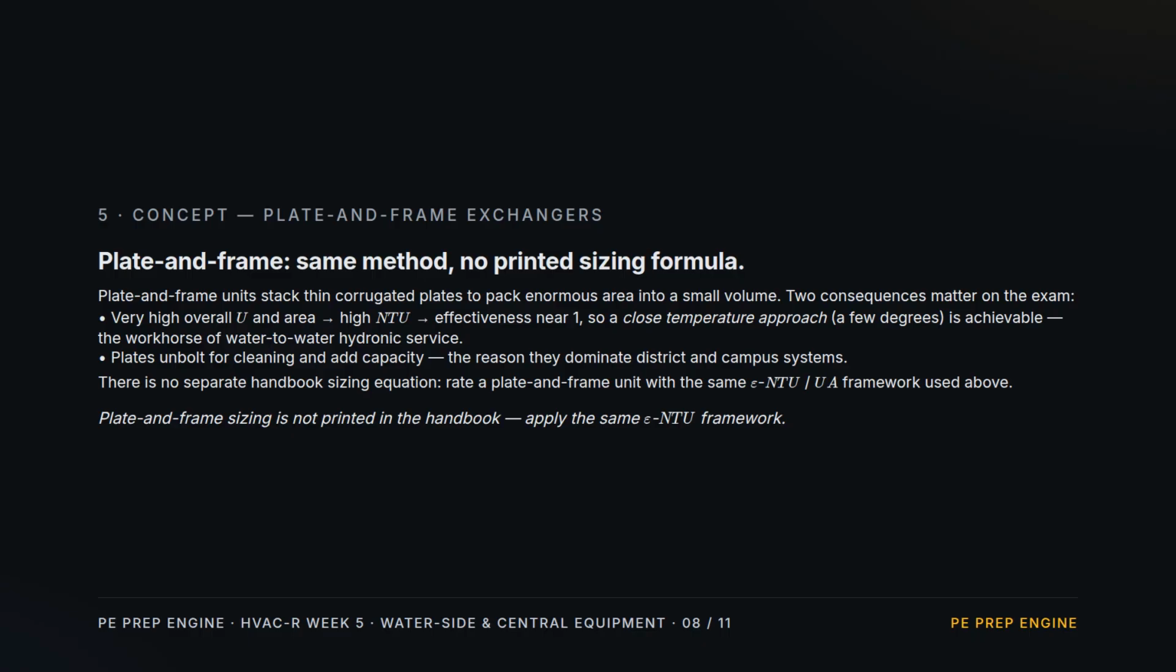A word on plate and frame exchangers. Stacking thin corrugated plates packs enormous area into a small box, which drives the overall coefficient and the area up, pushes NTU up, and lets effectiveness approach 1. So you get a very close temperature approach, only a few degrees. That is why plate and frame units dominate water-to-water hydronic and district service, and why they unbolt for cleaning and expansion. There's no separate sizing formula in the handbook. You rate them with the same Effectiveness-NTU framework we just used.